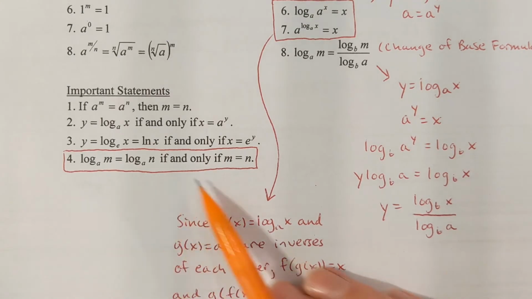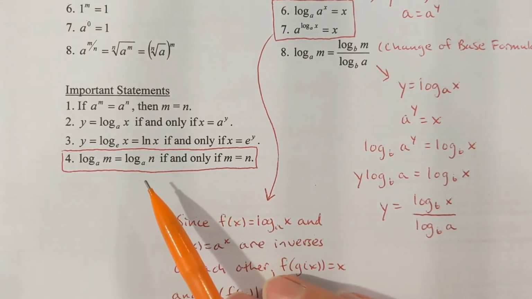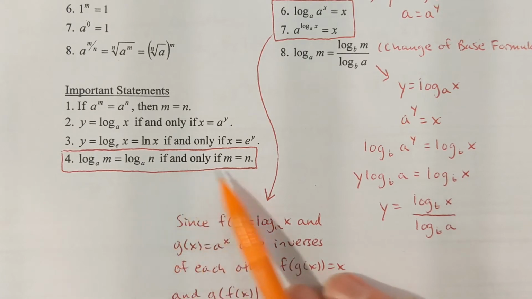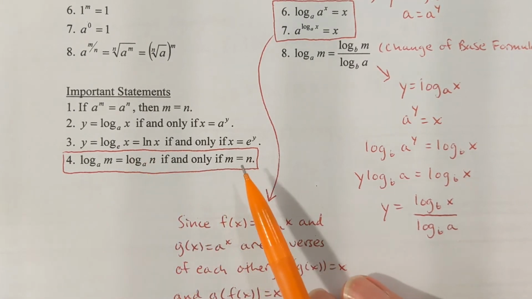Now the fourth statement is a new one, and it's saying that if you have a logarithmic equation and you've got the same base on both sides, you can remove the logarithmic notation and set the inner terms to be equal. Okay, so m is equal to n. Now this is an if and only if, so I can read this beginning to end or end to beginning.